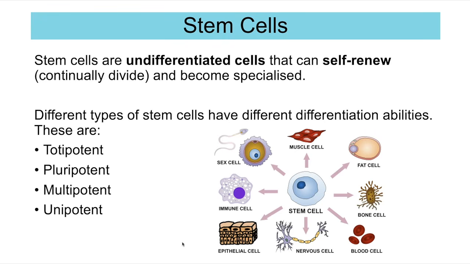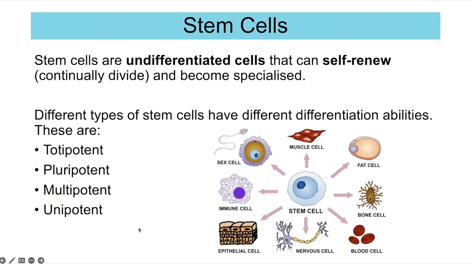Stem cells is the next part of this topic. And the definition of a stem cell is that it is an undifferentiated cell that can self-renew, which means to continually divide, and it can become specialized. And there are different levels of potency, which means their ability to divide into a number of different types of cells. So totipotent is the most potent, meaning it can differentiate into any type of cell. Then as we go down the list, it becomes less potent, so pluripotent, multipotent, and unipotent.